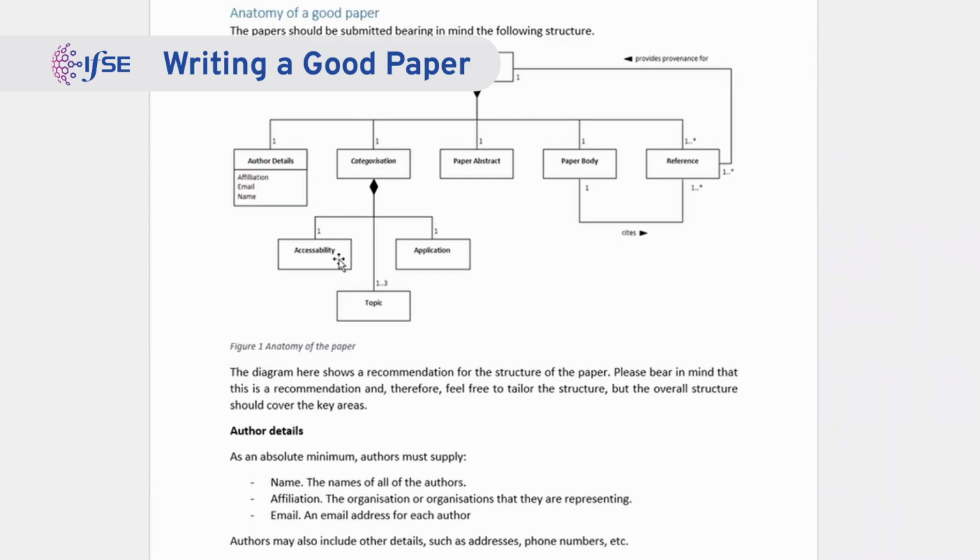The paper abstract, as you can see here, should be the same as what was submitted. Obviously, you might update it in between submitting the abstract and writing the paper, but essentially it's got to be the abstract for the right paper. And then we've got the paper body, which I'll talk about in a moment, and the set of references.